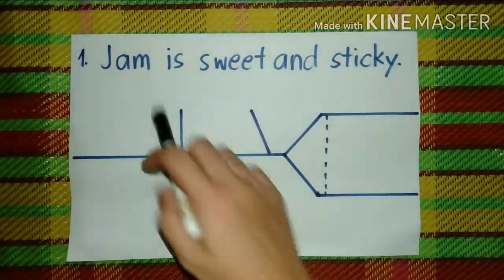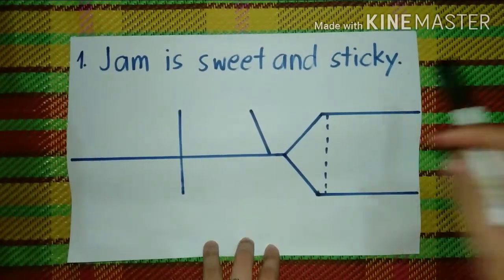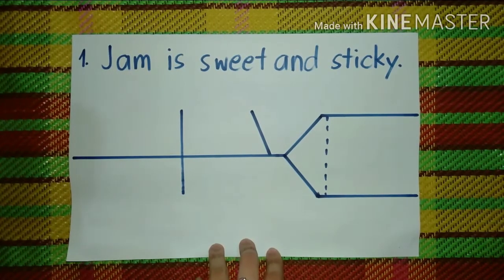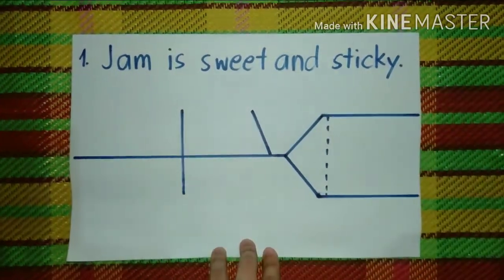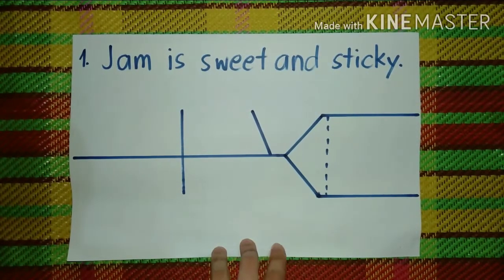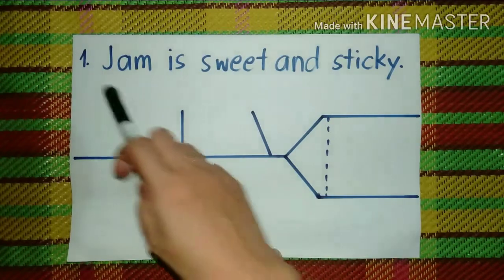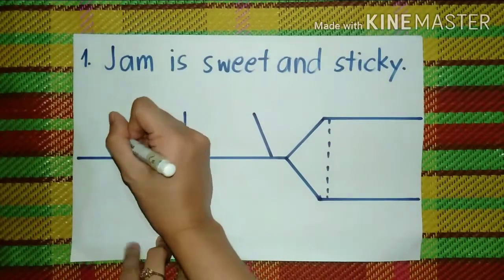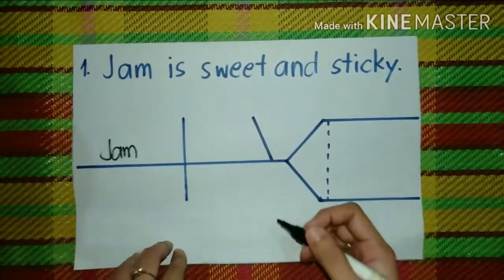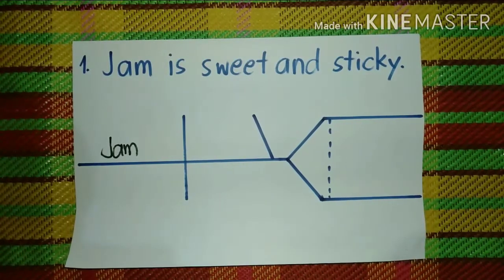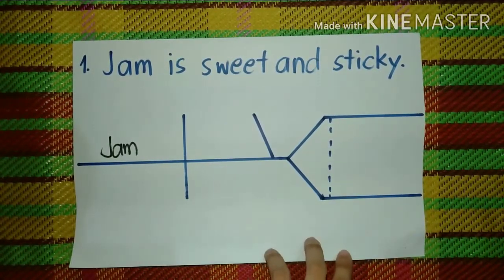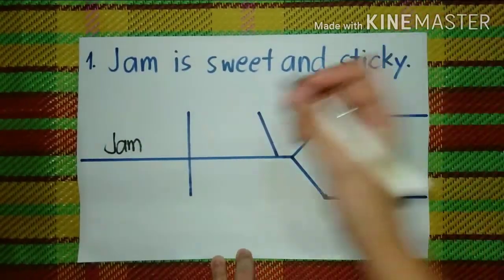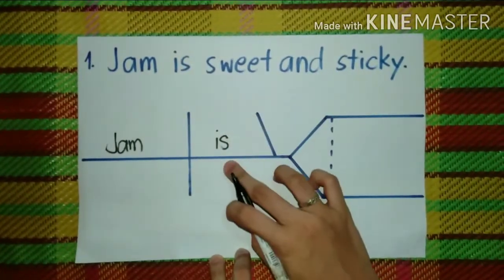Number 1, jam is sweet and sticky. Just like the previous steps on how to identify the contents of this diagram, first we have to know which one is the subject. Since we are talking about jam, this will be our subject in the sentence. So you'll just have to write jam here. Next, what is the being verb? This is the verb in the sentence, and that is the being verb. So you'll just have to write is on this part.